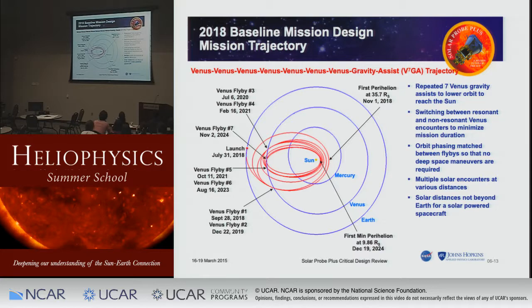This is the baseline orbit for Solar Probe. The launch was scheduled for July 31st, 2018. We've had a couple of delays. We had a delay to, I think, either the 4th or the 6th. That was due to a problem with purging the third stage. I'll talk more about that in a second.